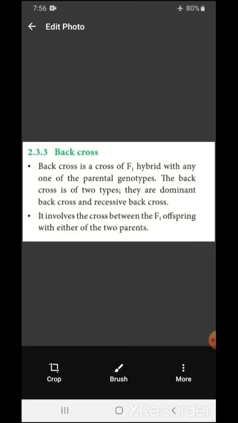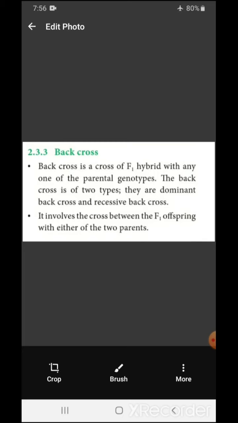So what is test cross? The F1 hybrid crossed with homozygous recessive parent is known as test cross. Back cross, the F1 hybrid crossed with any other parent, either capital T or small t, is called back cross. The back cross ratio is 1:1. There are two types of back cross, dominant back cross and recessive back cross.